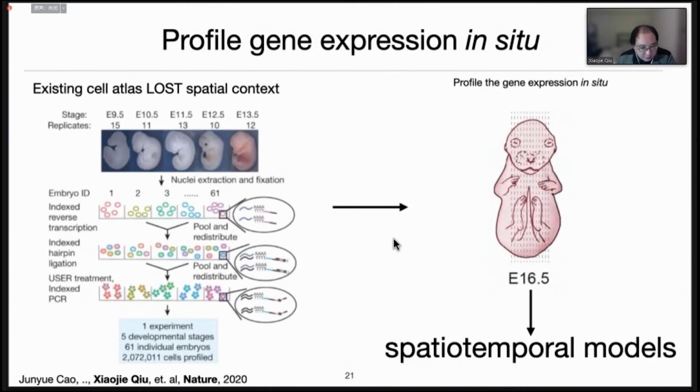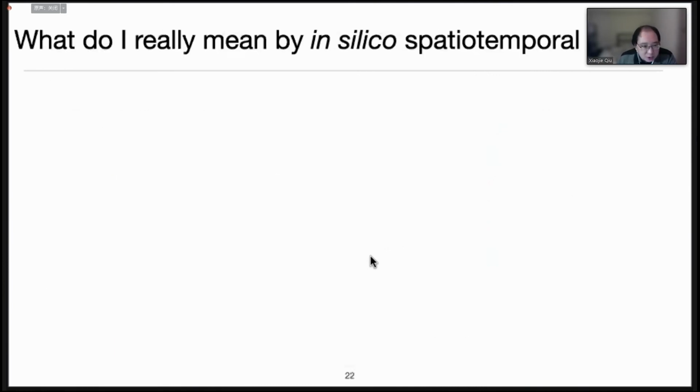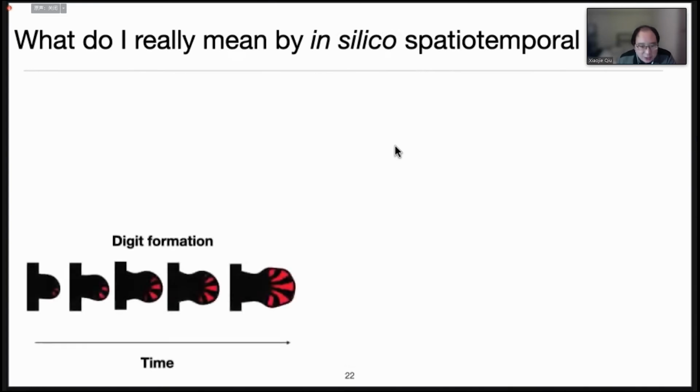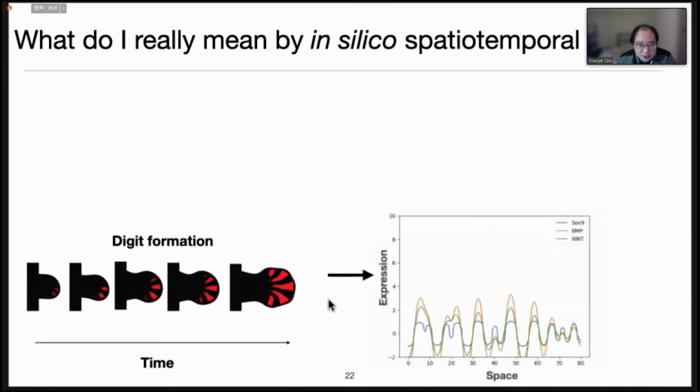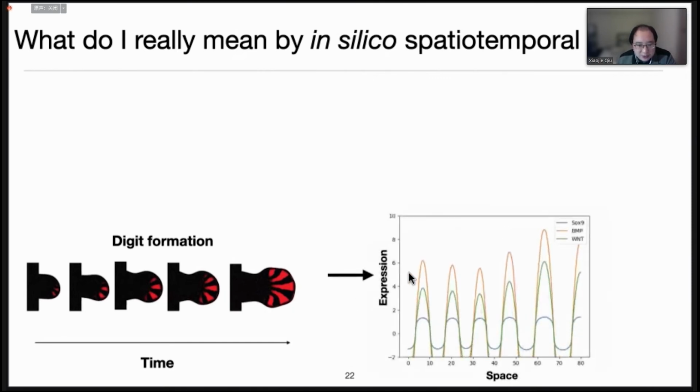for most of embryogenesis. So what do I really mean by in silico spatiotemporal models? As an illustrative example, let's say we wanted to understand how the 5 digits in mammals form during organogenesis, and assume I'm able to actually profile the gene expression kinetics of key genes like SOX9 and BMP over time and space.